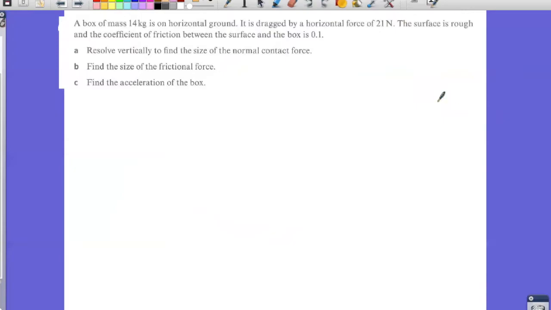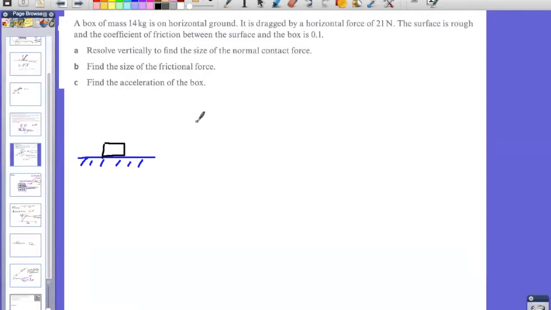By the way, this example is taken from an exercise in your books. A box of mass 14 kilograms is on horizontal ground. Always remember to draw a diagram. A box is on horizontal ground. Let's draw our box. Let me make it look beautiful a little bit. You know, I like beautiful things. The mass is 14 kilograms. Okay, I see where the question is going.